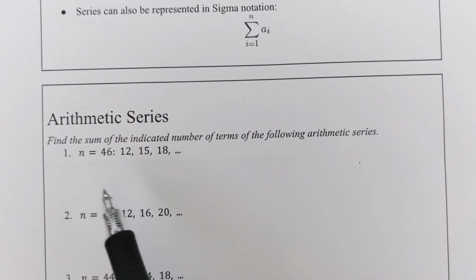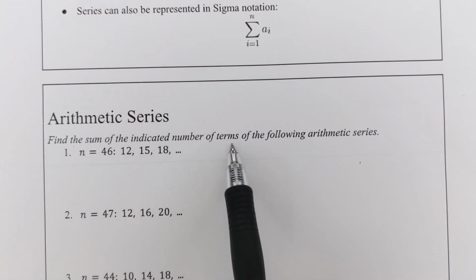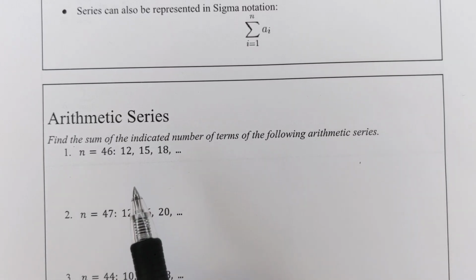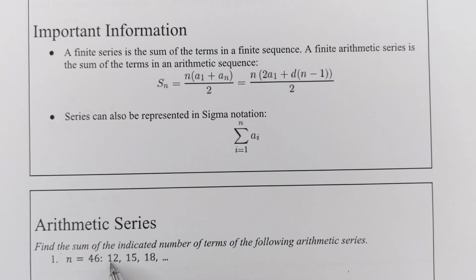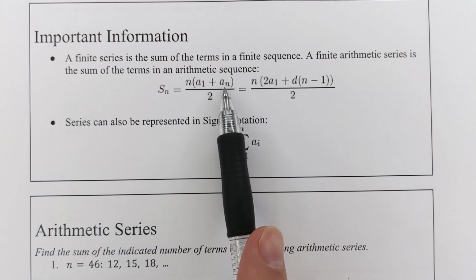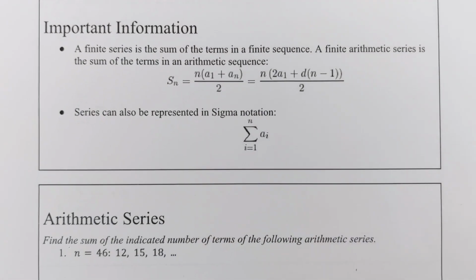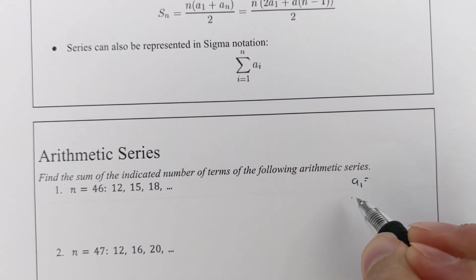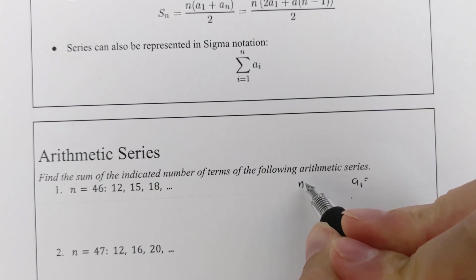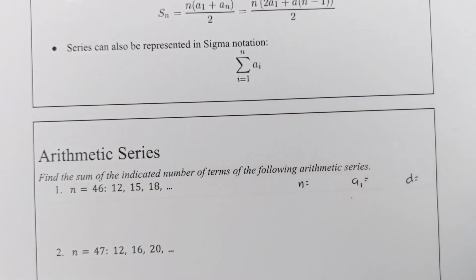So for example 1, find the sum of the indicated number of terms of the following arithmetic sequences. Since we don't have the last term, we're probably going to want to use this version. Now, if I work out the rule, in this case the rule is +3, I could generate all 46 numbers in the list, and then I could either add them all up, or use this equation, because then I would know the 46th. But as is, I do not know what the 46th number is, so I need to work out n, a1, and the difference.